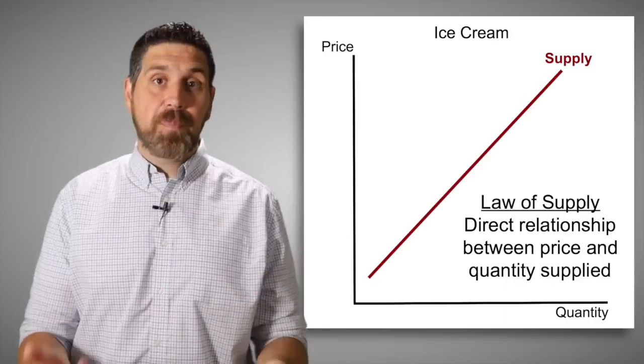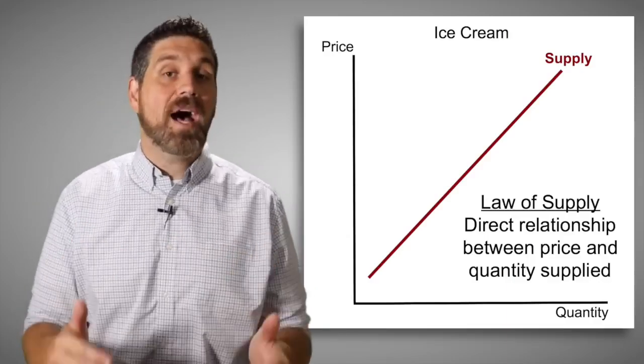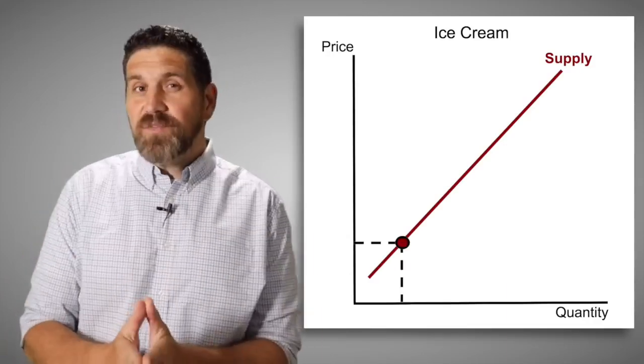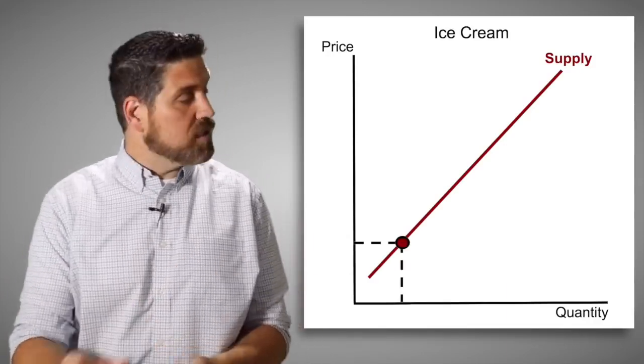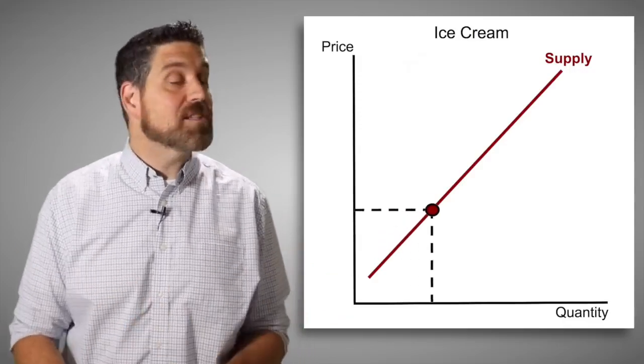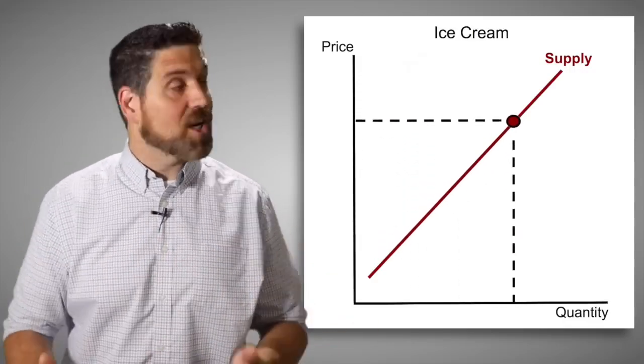Now let's switch over to supply. This is a supply curve, it shows a positive relationship between price and the quantity supplied. The reason for this has to do with making profit. If the price is low for ice cream, producers don't want to produce very much because they're not going to make very much money. If the price goes up, they're going to want to produce a whole lot more because they're going to make more profit.